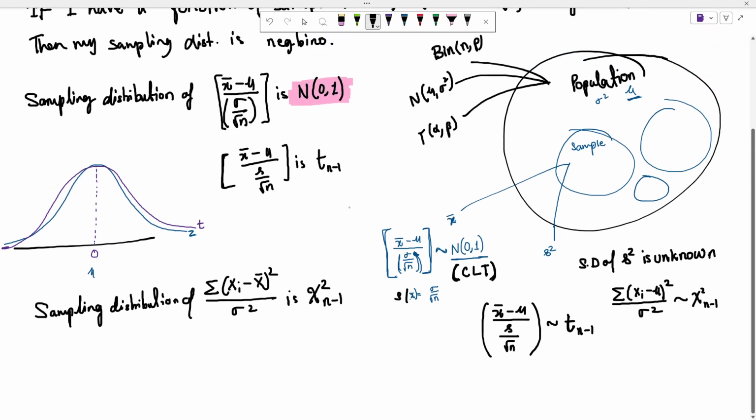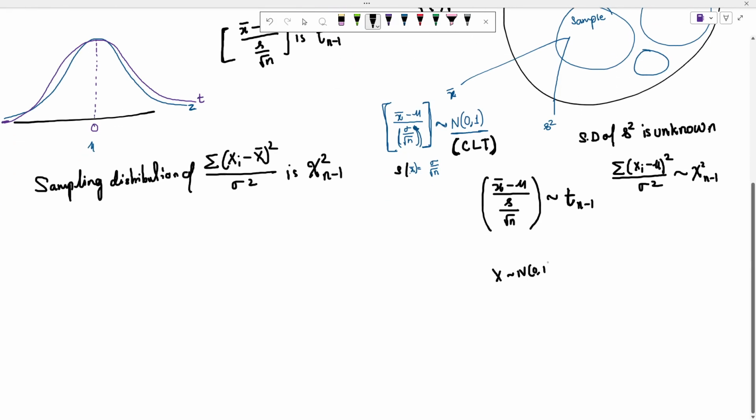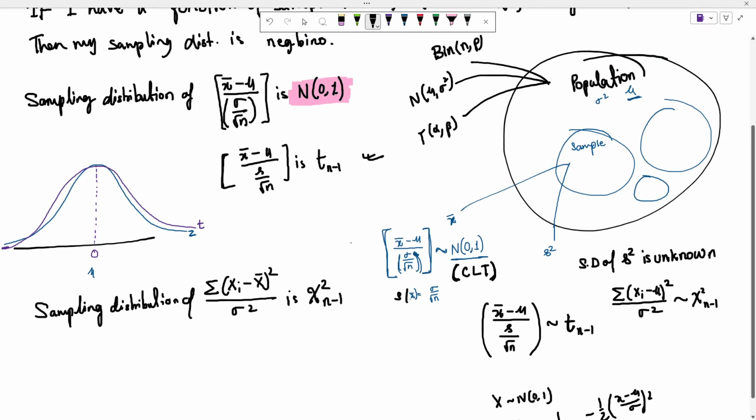And when we say t with n minus 1 and chi-square with n minus 1, they have actual PDFs. Just like normal 0 1 has a PDF. If x follows normal, f of x is 1 by sigma root 2 pi e to the power minus 1 half ((x minus mu) by sigma) whole square. Similarly these also have actual PDFs. I think the t distribution is related to the gamma or beta distribution with alpha equals half and beta equals half. I'm not sure, I'd have to check. It was either gamma or beta, I forgot. So this is all in the book anyway.